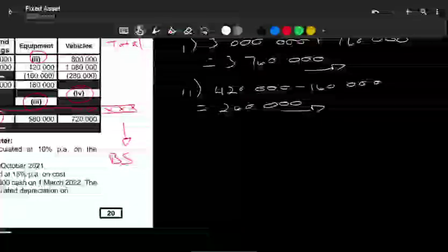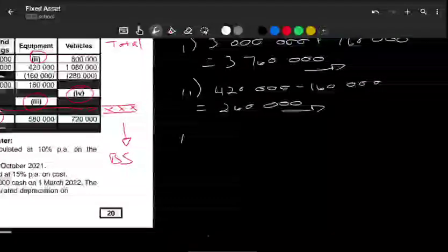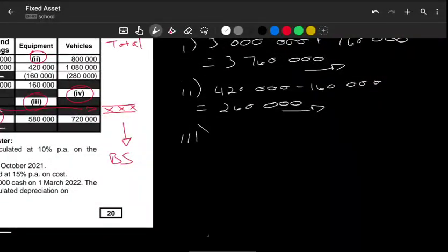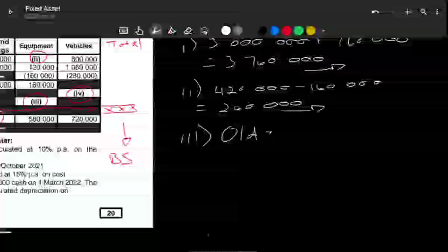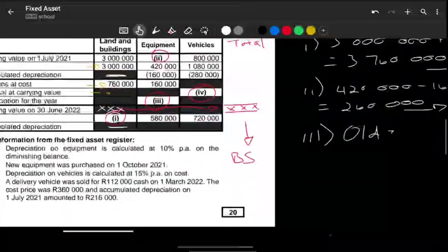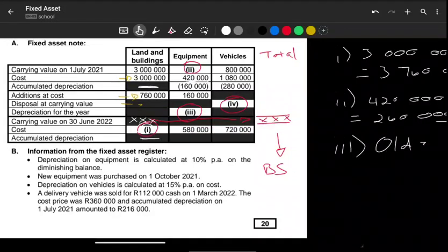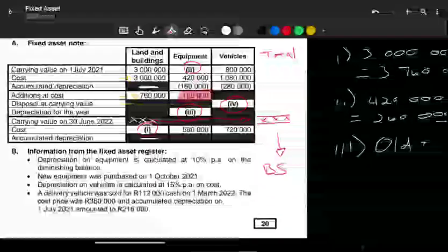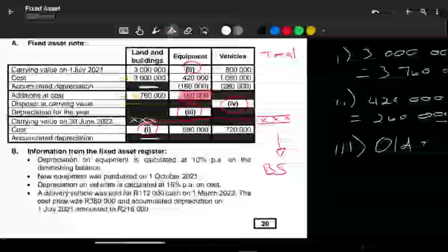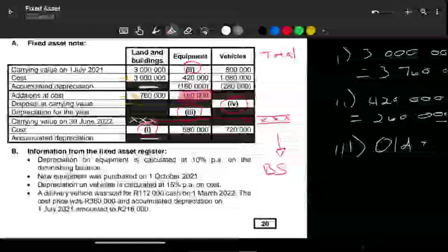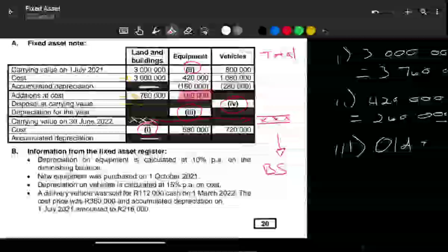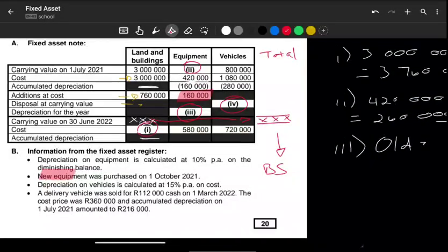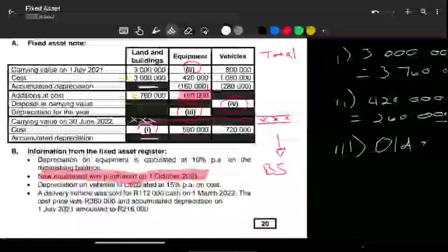First, we have to do our old equipment, calculate the depreciation on our old equipment. Then we come back and calculate depreciation on our new equipment, the additions. Don't forget that this equipment also gets depreciated because we did not buy it at the end of the year. If we read here, new equipment was purchased on 1 October 2021.